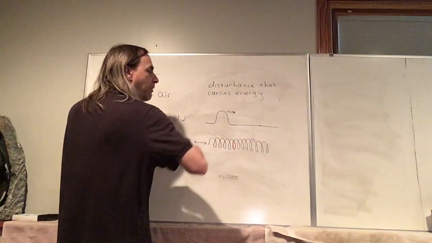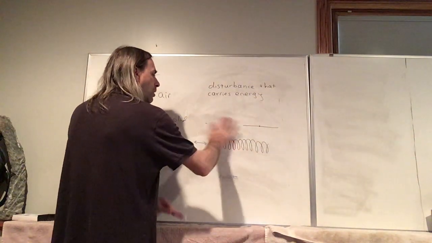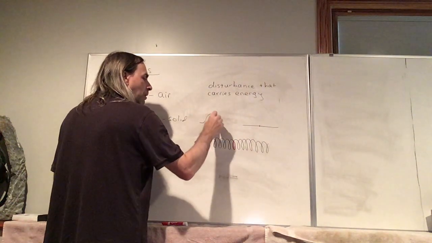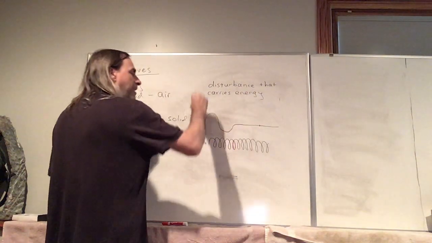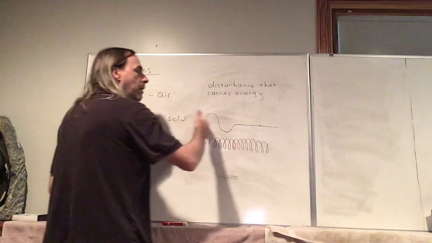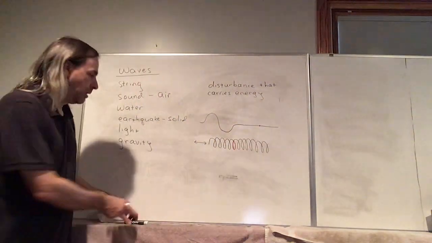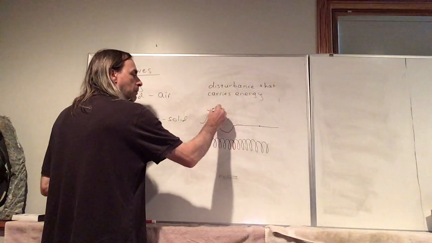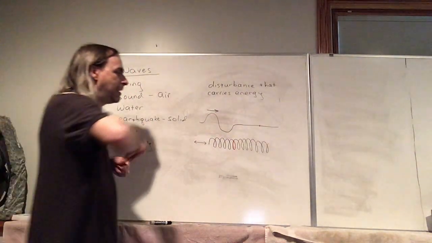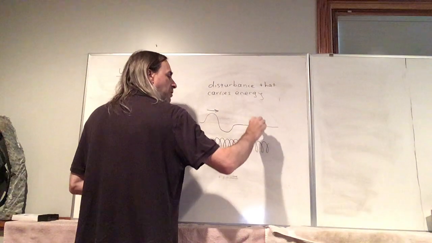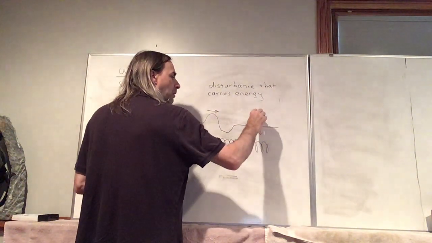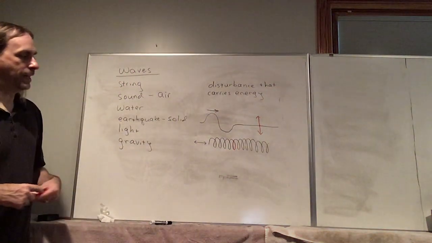So let's say we just keep oscillating this end back and forth. What's going to happen when the wave passes that red dot? Well, the red dot is going to move up and down. First it'll move down, and then it's going to move up. So it's going to move like this.